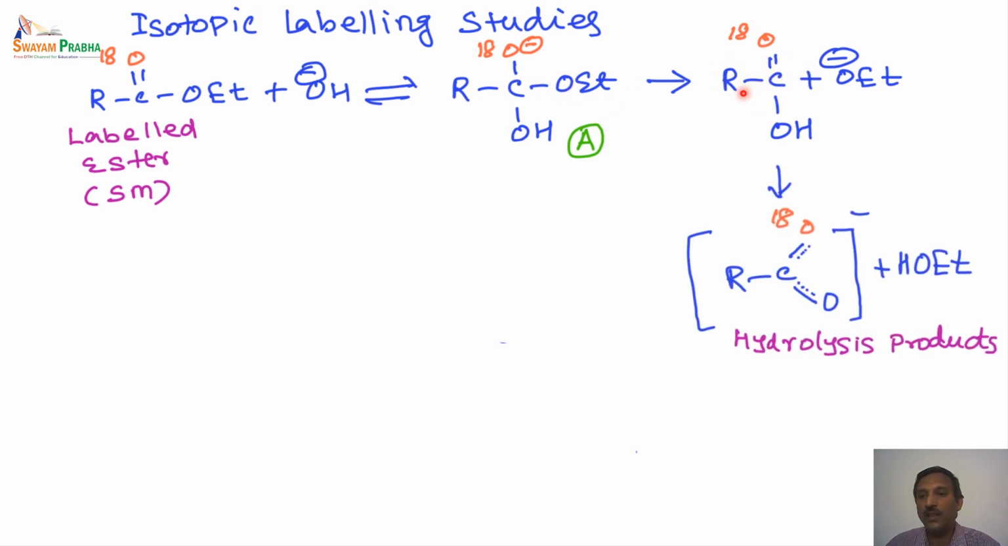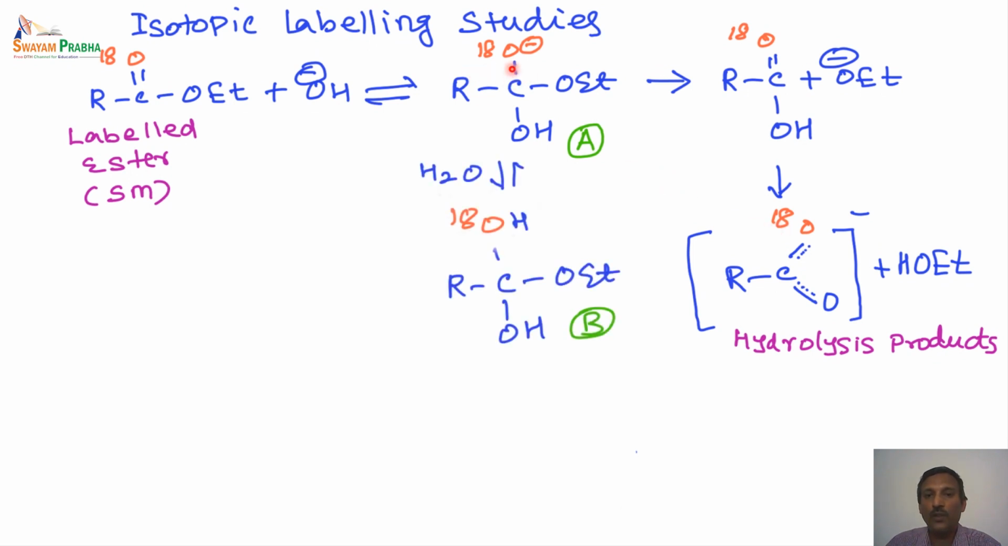Since we are using basic conditions, this carboxylic acid will abstract this proton, and we will have the hydrolyzed product as a carboxylate anion, and ethanol is the byproduct that is formed in this particular reaction. So since it is a base catalyzed reaction, our product is going to be the carboxylate anion. This hydrolyzed product now will have the O18 label. So the starting ester has O18 labeled on the carbonyl group. The product also has the O18 labeled on the carbonyl group.